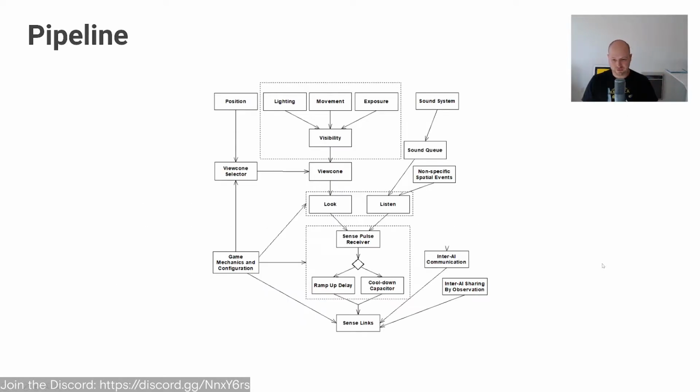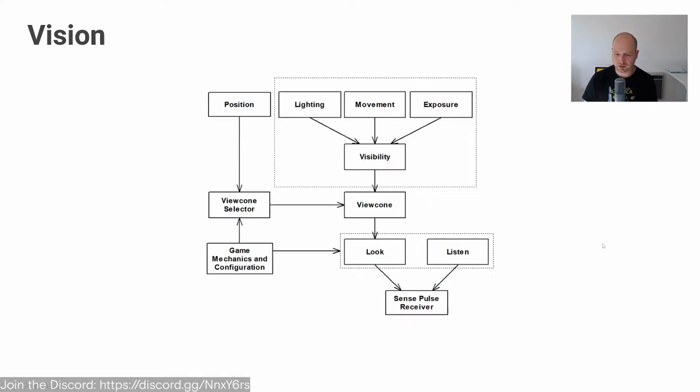So here's the pipeline overall. I'm not going to go too deep into this. I encourage you all to take a look, because we can go through it. It's quite detailed, but you can see this top down to the sense link, which is the information that the AI makes decisions upon. And this is more explicitly the vision component.